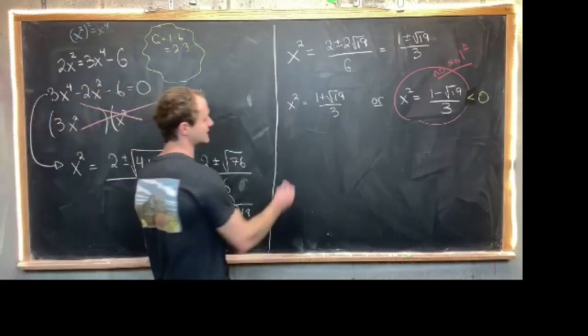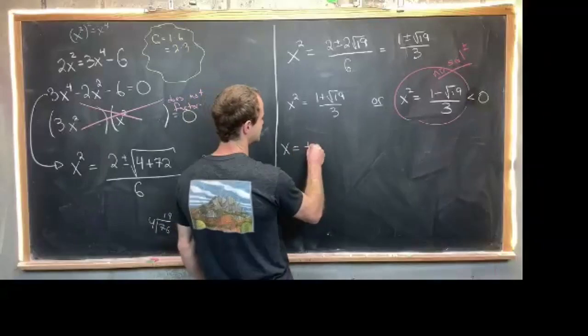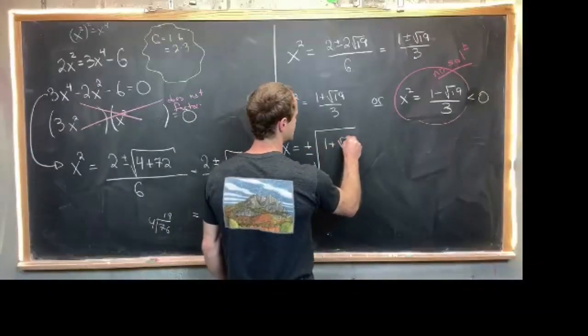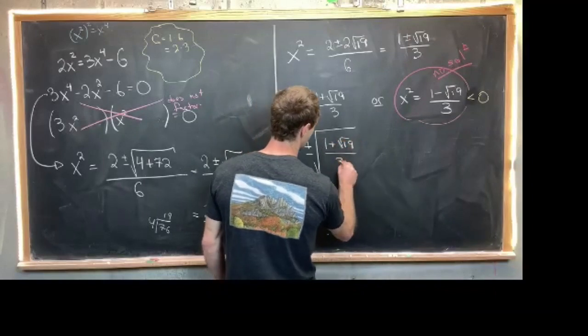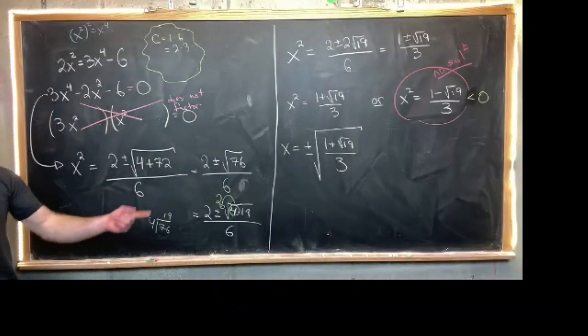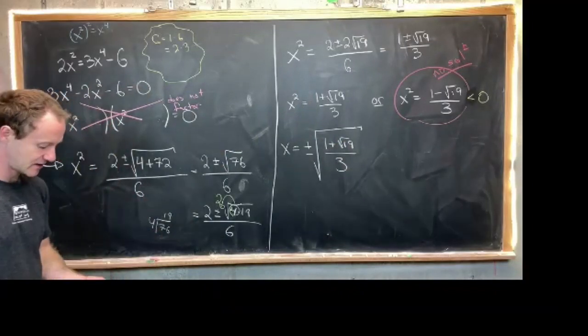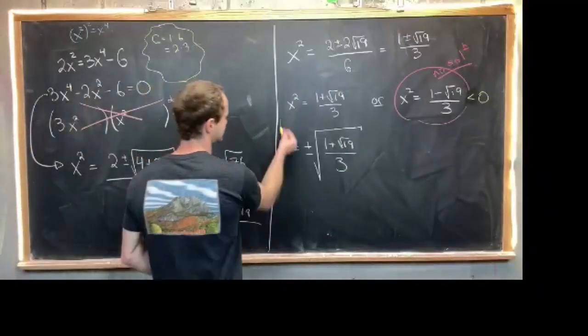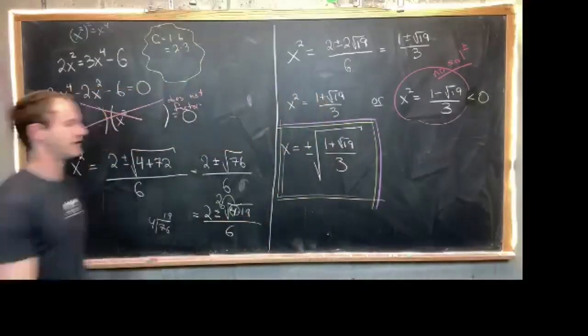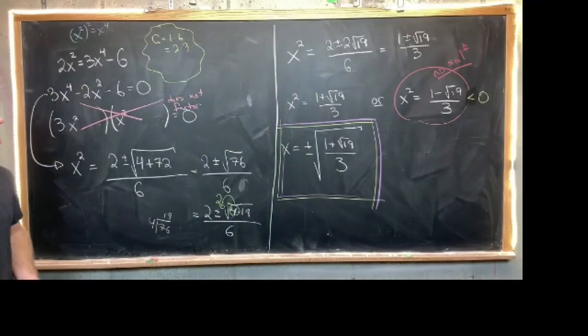But solving this one is as simple as saying that x is equal to plus or minus the square root of 1 plus the square root of 19 over 3. And that's it. So the solution looks kind of heinous, but that's what we get. We get this kind of crazy quantity involving these nested square roots as the solution to this equation.